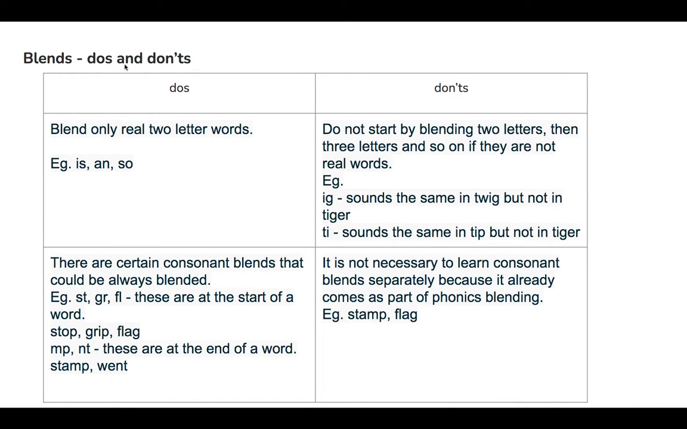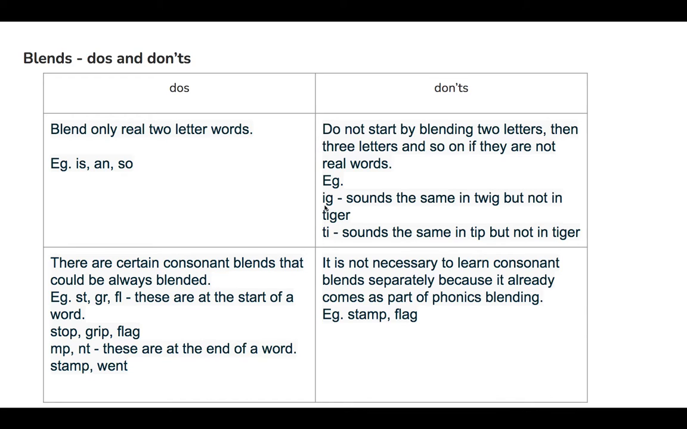Now let us see the do's and don'ts about blends. Blend only real two-letter words. For example, is, an, so. Do not start by blending two letters, then three letters, and so on if they are not real words.